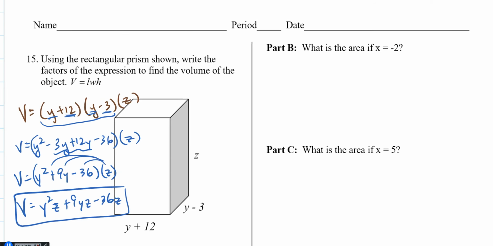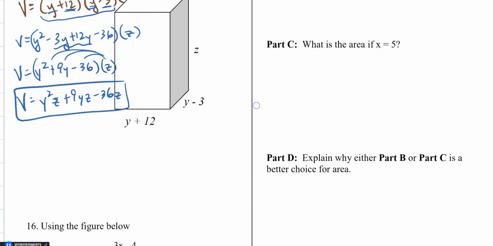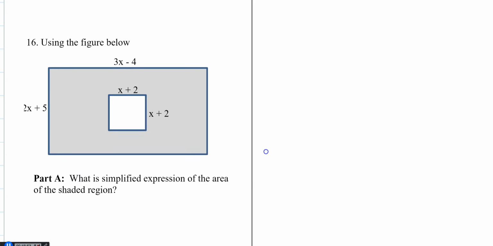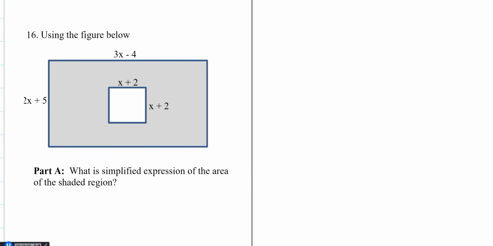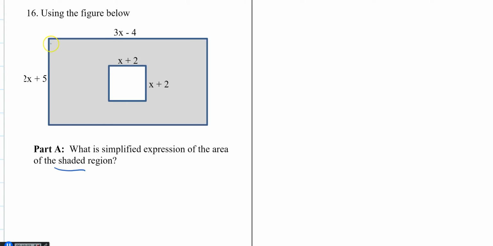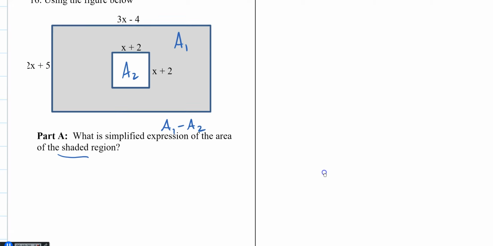Alright, and then number 16, use the figure below. What is the simplified expression of the area of this shaded region? So the shaded region is the big rectangle, which we'll call A1, but then we have to get rid of the little rectangle, which we'll call A2. So the answer to this is going to be A1 minus A2. And in order to find that, we're going to have to figure out what is A1 and what is A2.